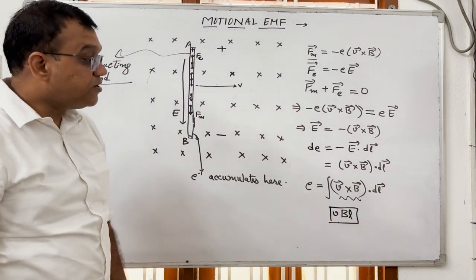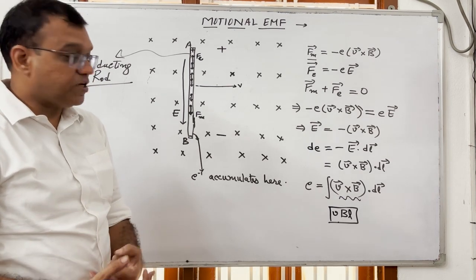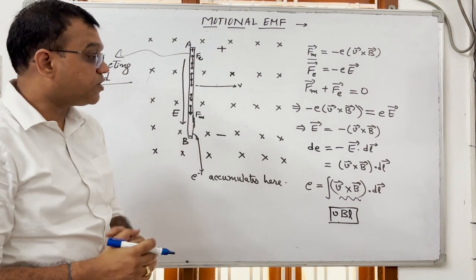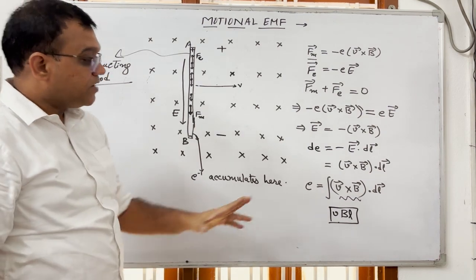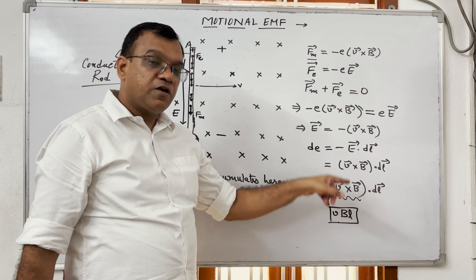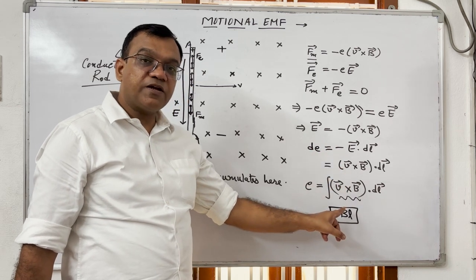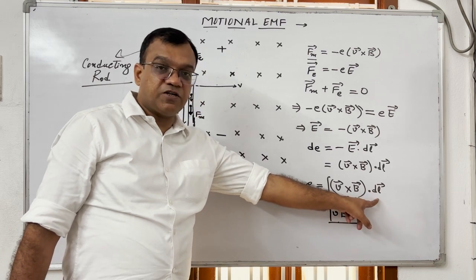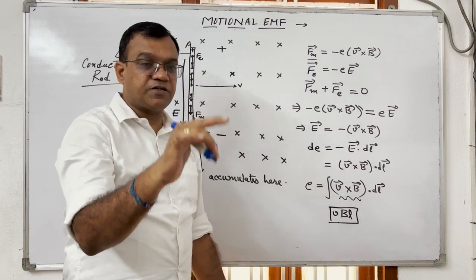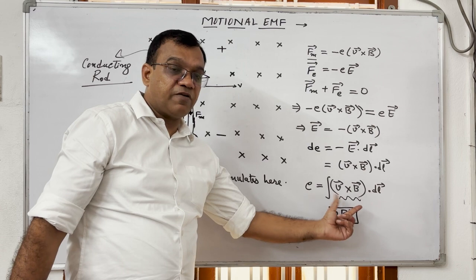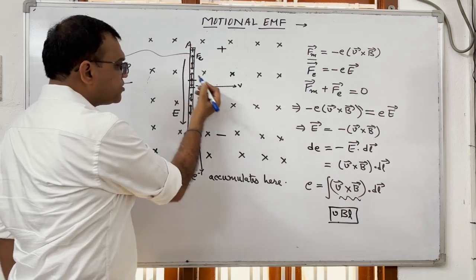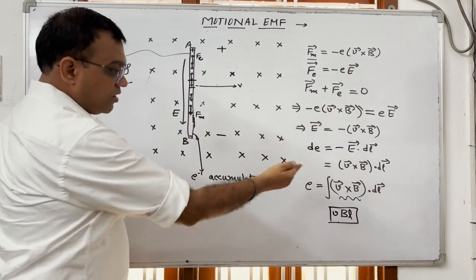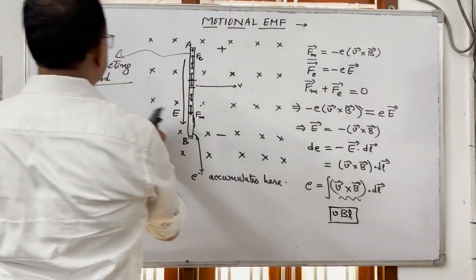So the induced EMF, the motional EMF, is given by integral of V cross B dot dl. It is valid for uniform as well as non-uniform magnetic field, and for varying length, meaning an arbitrary shaped conductor. There is no assumption we have taken. If you write this only for a small segment, then also it is going to be valid, right? Now let's discuss this particular part in depth.